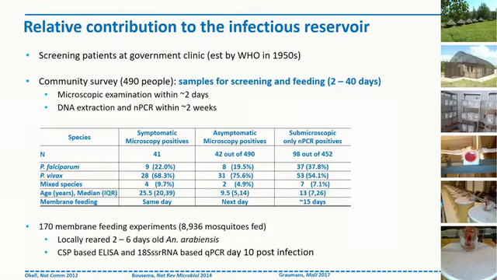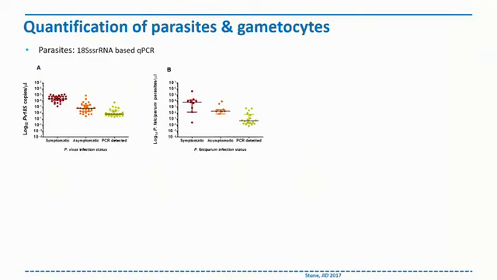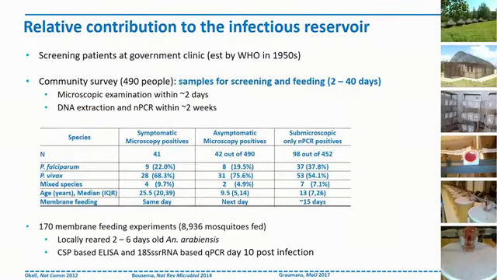So we included 41 patients from the clinic, and among the 490 people from the community, we found 42 individuals having microscopy detectable infection and 98 more only detectable by PCR. We did feeding using locally reared 2 to 6 days old Anopheles arabiensis mosquitoes, and close to 9,000 mosquitoes were fed. Feeding was done the same day for the patients, the next day on average for the asymptomatic microscopy detectable infections, and within 15 days for the PCR detectable infections.